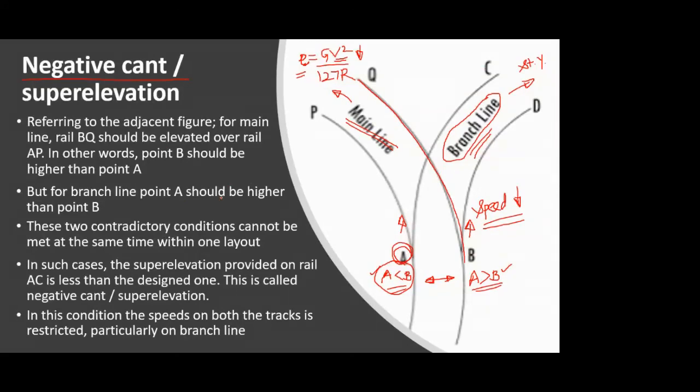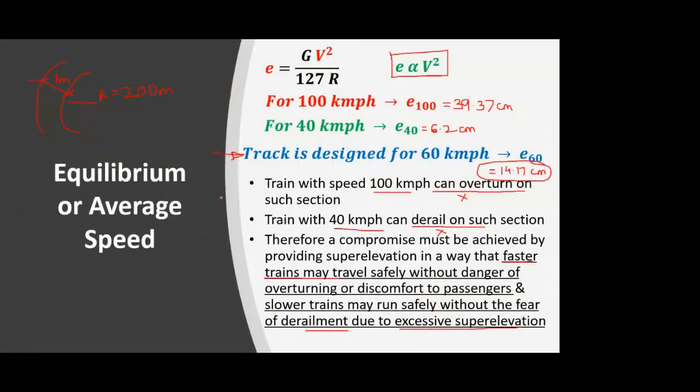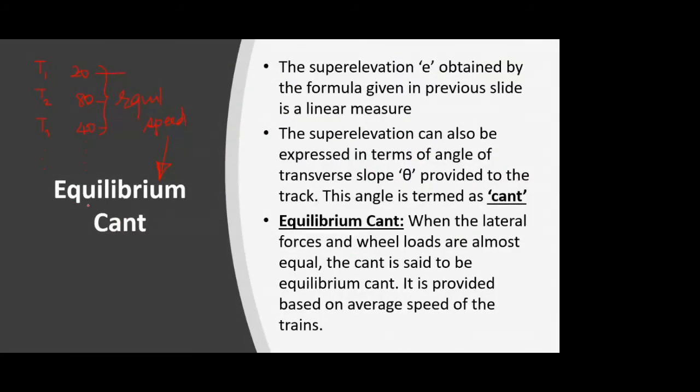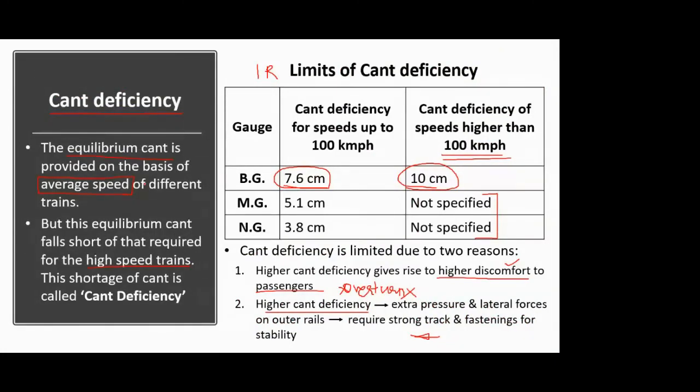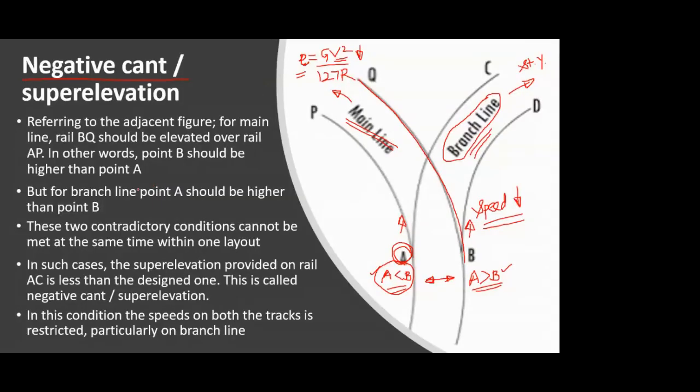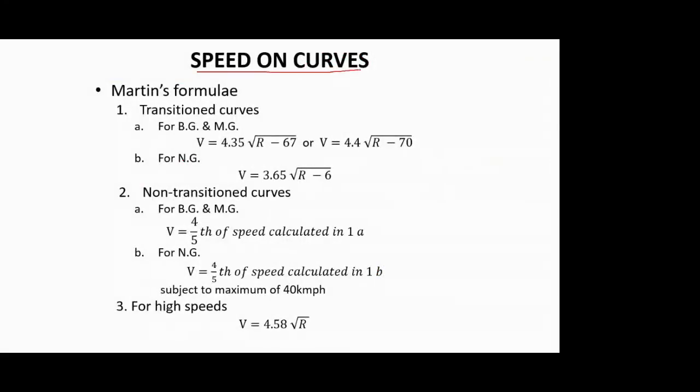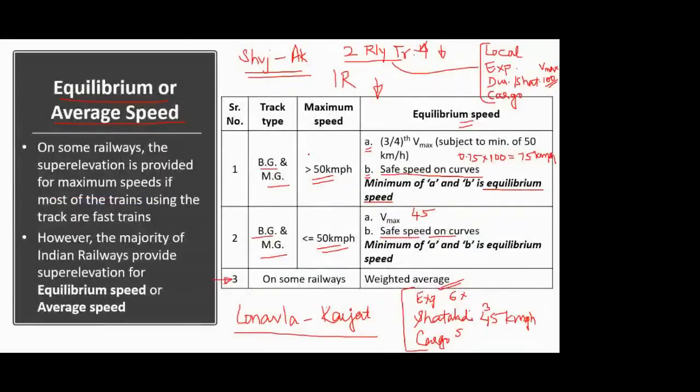So this is all for today. What we have covered is the concept of equilibrium speed. Then we saw the equilibrium Cant, and then the Cant deficiency, Cant excess, and the negative Cant. In tomorrow's lecture, we'll be covering the speed on curves that will be required, using this equilibrium speed table. So you can find out this B value, and then you will be able to know what actually comes out to be the equilibrium Cant.